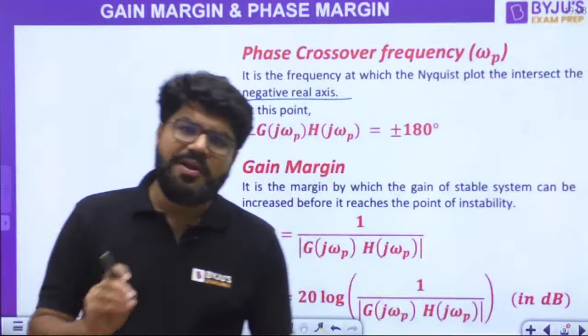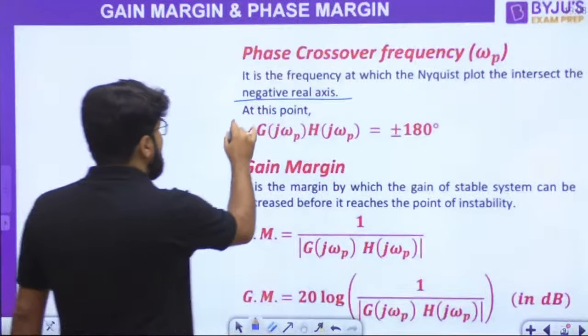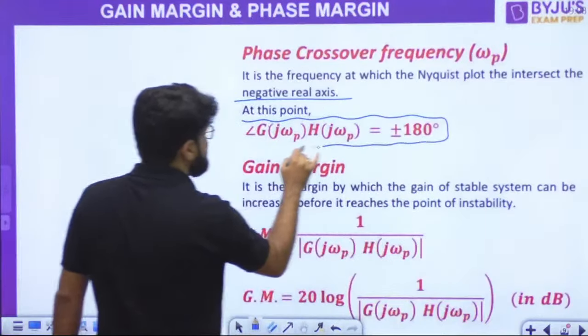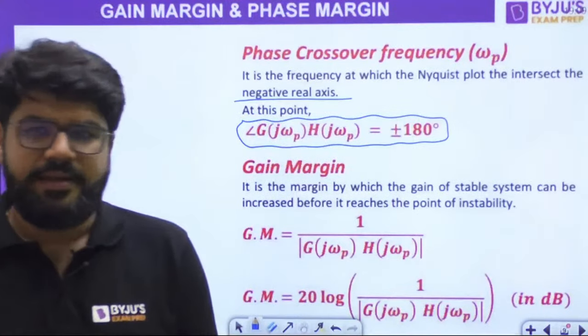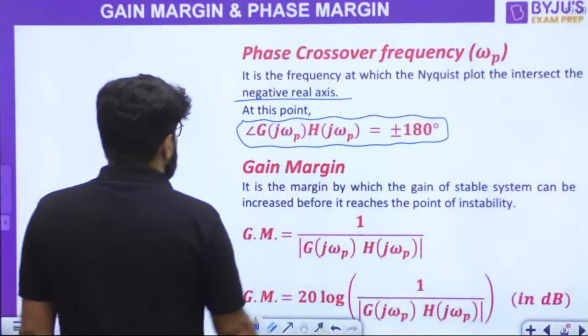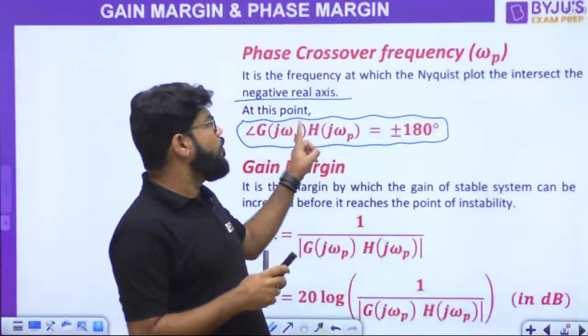And whenever the Nyquist plot is intersecting the negative real axis, what is the phase at that point? What is the angle of G(j omega)? That is plus or minus 180 degree, right? So we just have to equate the angle to plus or minus 180 degree. This is the general formula for finding omega p.